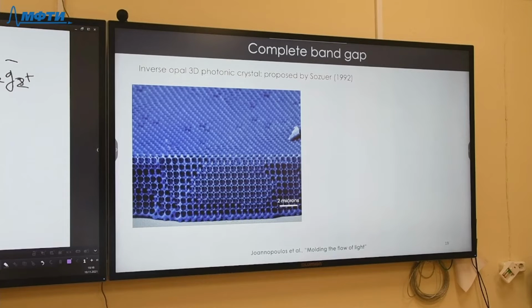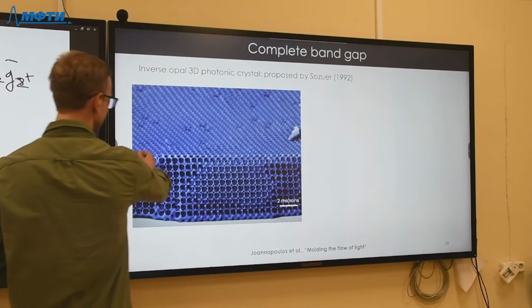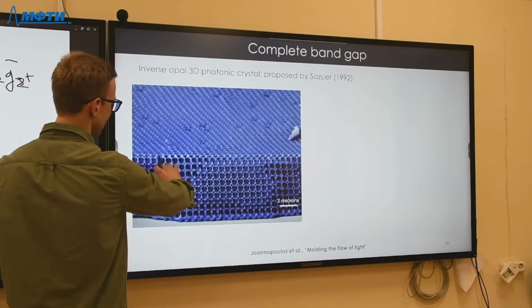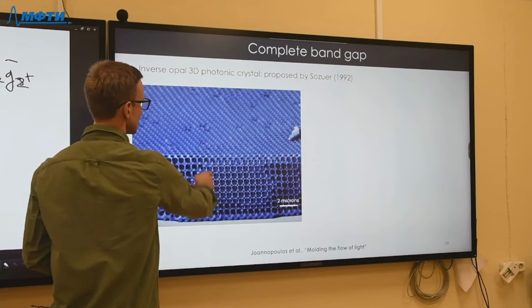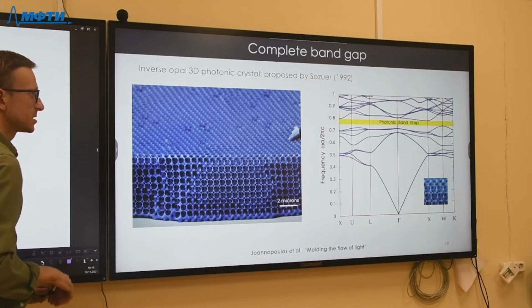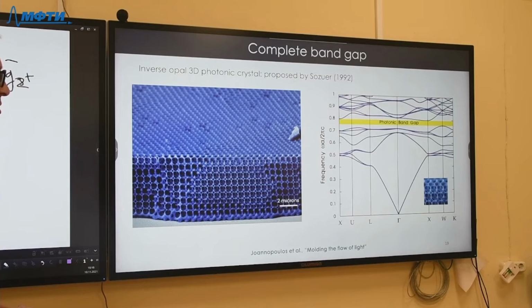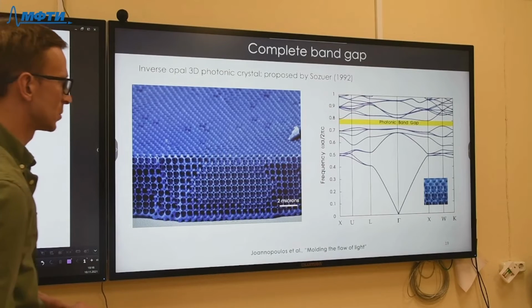Experimentally, you can dissolve the spheres, if they are some polymer or some organic, or you can etch them away with some chemistry. And then you are left with this structure where you only have the gaps between the spheres which existed previously. And it is called inverse opal. This is a 3D photonic crystal, again proposed by Sözüer in '92. And this is the band structure of a typical dielectric inverse opal.